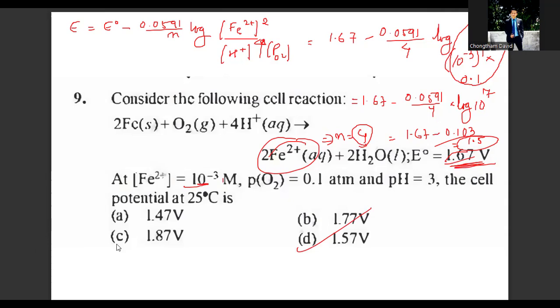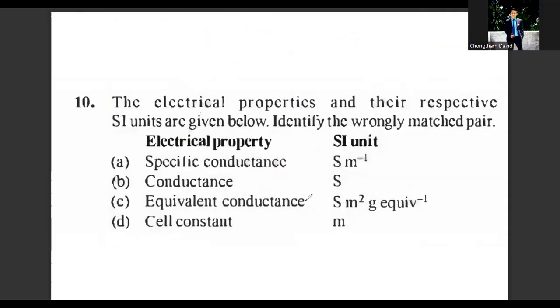Good. Let's move on to question number 10. The electrical properties and their respective SI units are given below. Identify the wrongly matched pair. Now this cell constant is L by A. Unit should be, what is the value of L by A? Meter by meter square. So meter inverse. So this is wrong. D is the answer to question number 10.